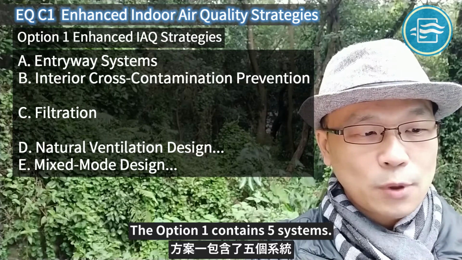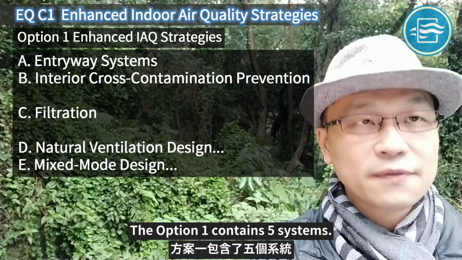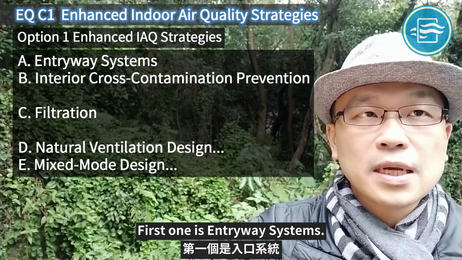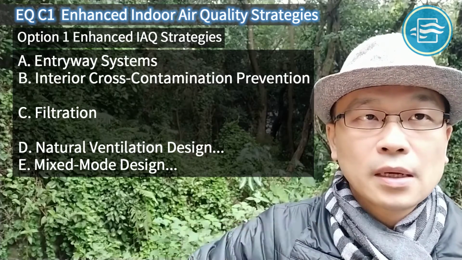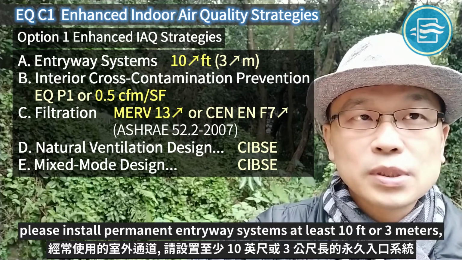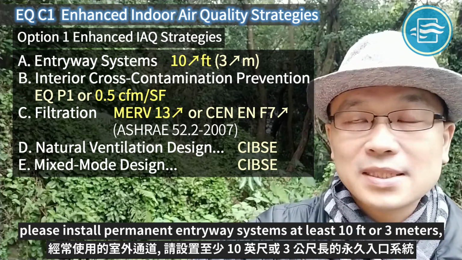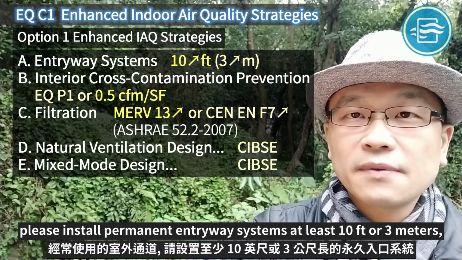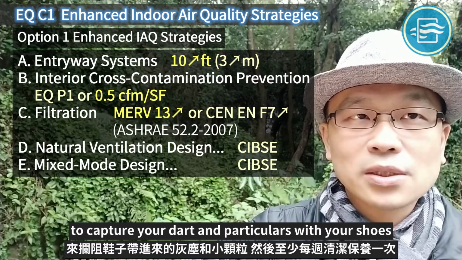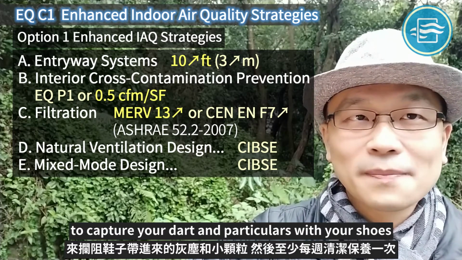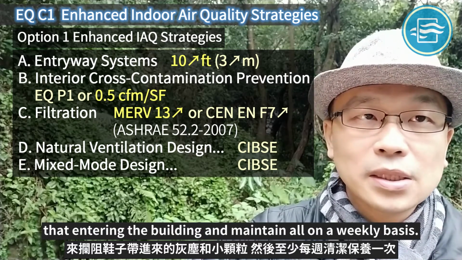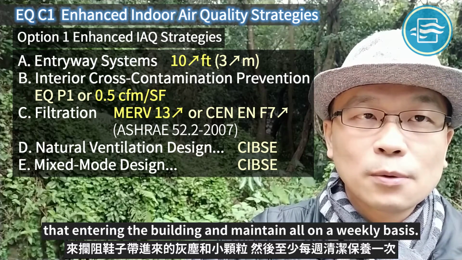Option 1 contains 5 systems. The first one is entryway systems. At your regularly used exterior entrances, please install a permanent entryway system at least 10 feet or 3 meters long to capture the dirt and particles on your shoes as you enter the building, and maintain it all on a weekly basis.